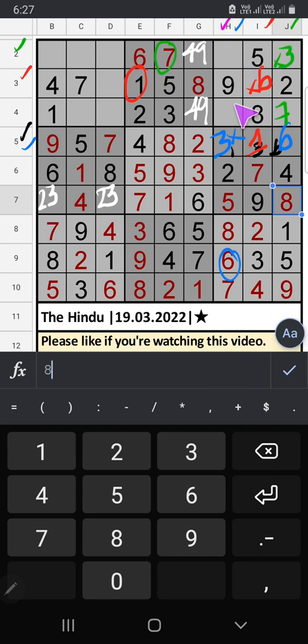Column H, 2 numbers are remaining, 1 and 4. Fourth row we have 1. So 1 can't come in the cell. 1 is confirmed here. Then 4 is here. Since 4 is here, so 4 can't come in the cell. 4 is confirmed here. Then 9 is here.